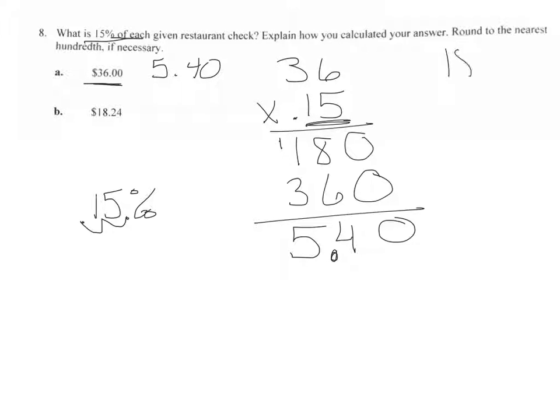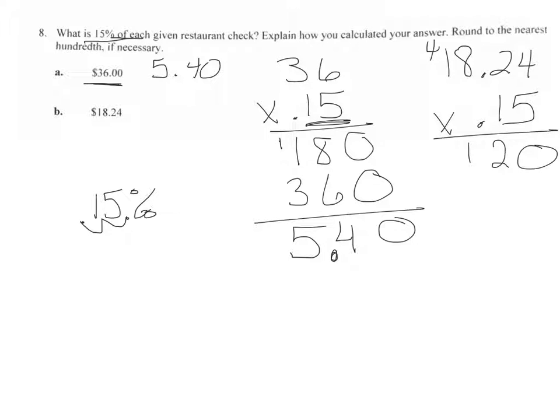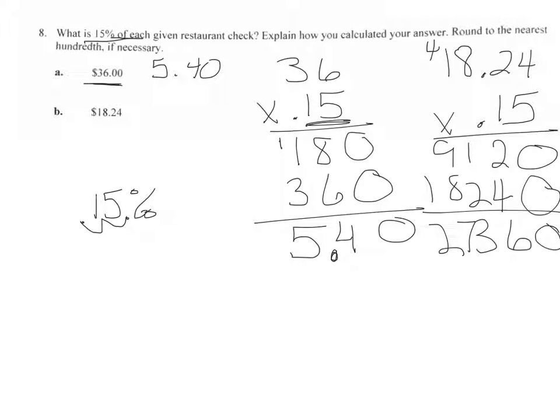You would do the same thing for $18.24. You would multiply it by 15 hundredths. So 5 times 4 is 20. Carry that 2. 5 times 2 is 10, with the 2 is 12. Carry that 1. 5 times 8 is 40, plus the 1. Carry the 4. 5 times 1 is 5, plus the 4 is 9. Placeholder, 1 times 4, 1 times 2, 1 times 8, 1 times 1, and then add. You have 1, 2, 3, 4 places behind the decimal.